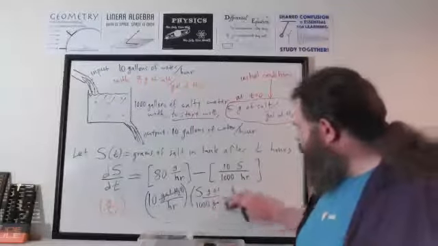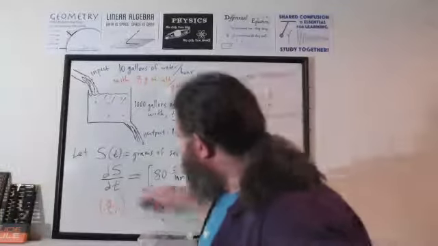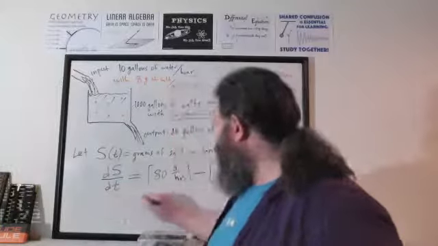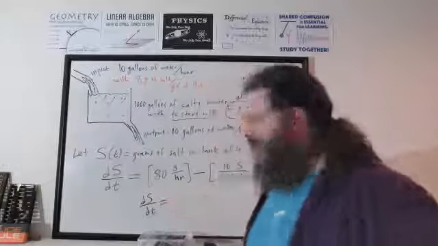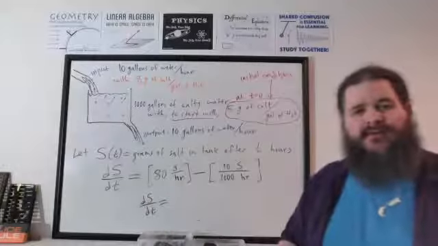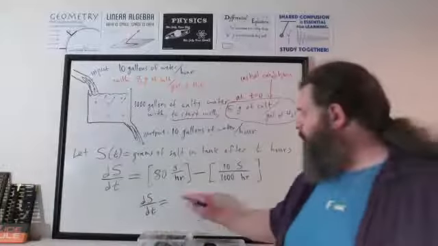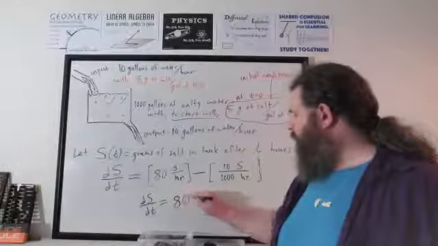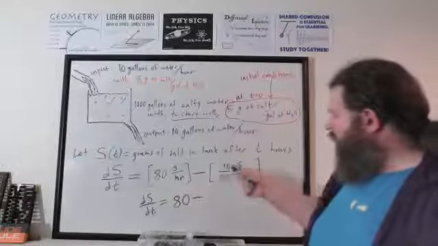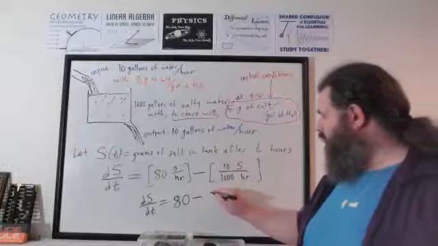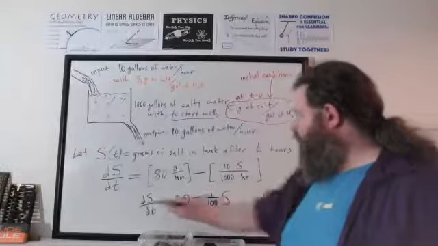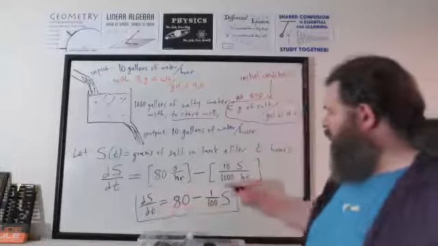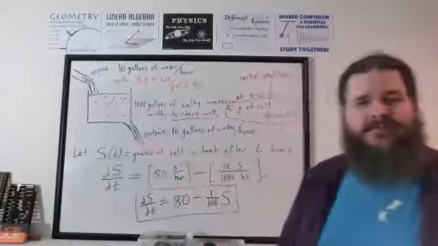So let's simplify a bit, see what we get. Looks like we've got dS/dt equals, and since everything's now in grams per hour, I'm going to leave off the units and just treat this as a numerical problem. 80 minus 10 over 1,000 simplifies to 1 over 100, so 1 over 100 S. That is our differential equation that we use to model this whole situation.